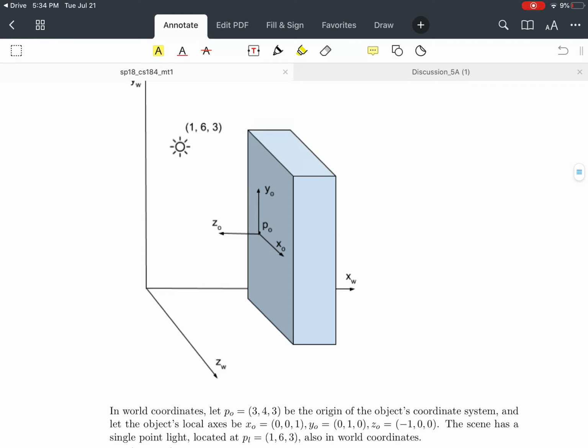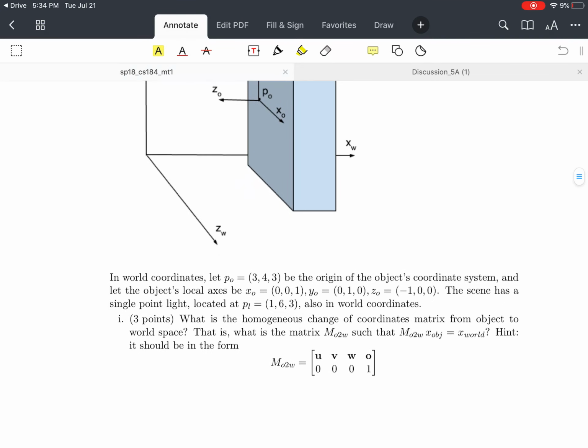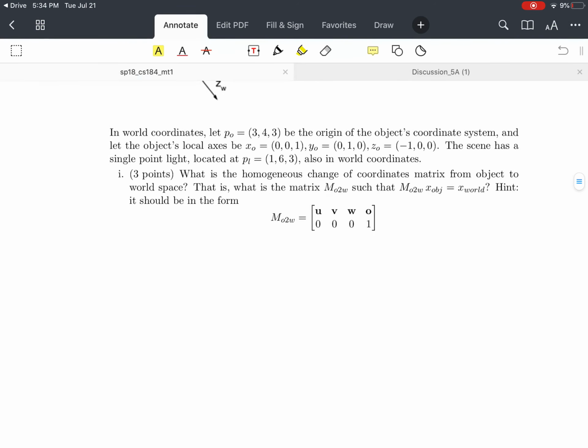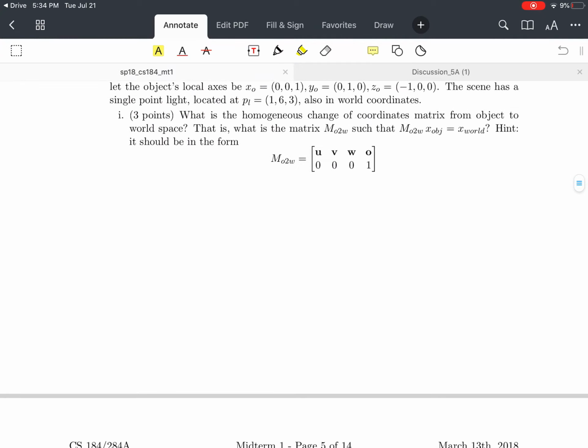Up and to the left, we've got P0, X0, Y0, and Z0. These are all in world coordinates, but P0 is the origin of the object's coordinate system, and the axes are in the object coordinate system. So, first question. What is the homogeneous change of coordinates matrix from object to world space? What is the matrix M O2W such that M O2W times x in object space is equal to x in the world space, right?